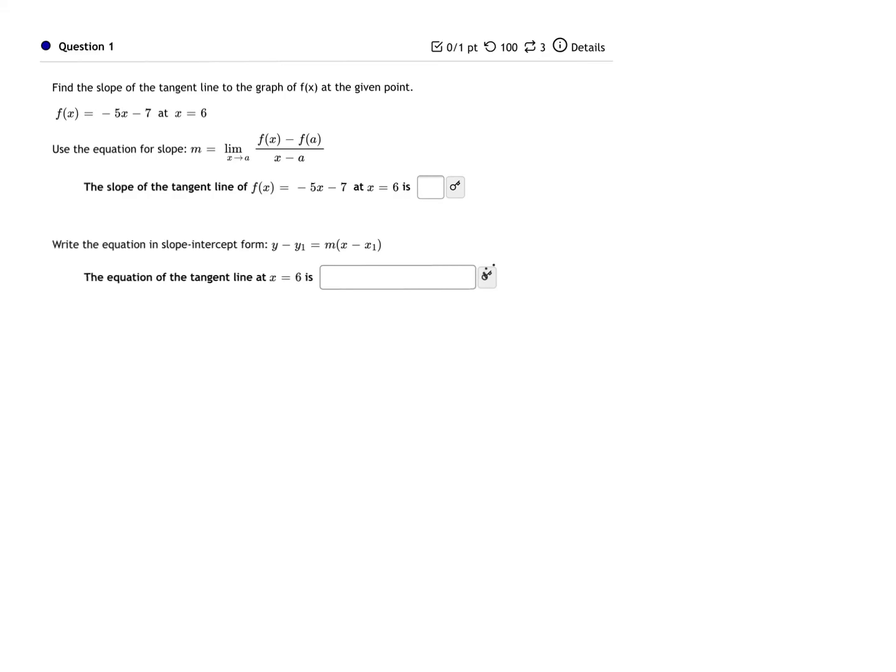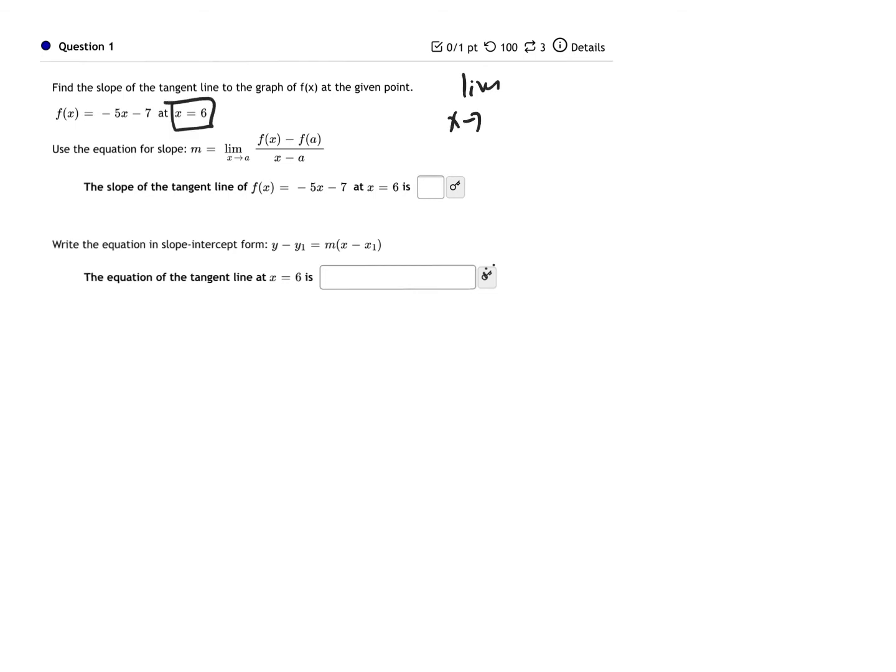Hello, Mr. Geislart here, and we're going to take a look at number 1 for the slope of a tangent, or for the equation of a tangent line, sorry, but we are going to have to find the slope of the tangent line first. So the first thing I'm going to do is write out the limit. So we have the limit as x approaches.